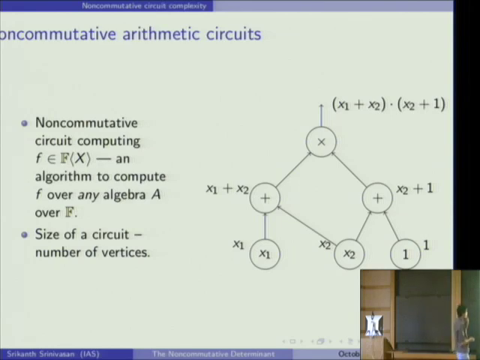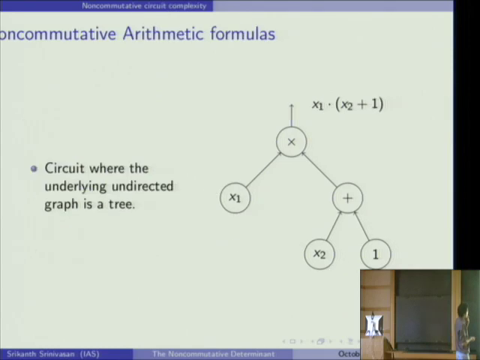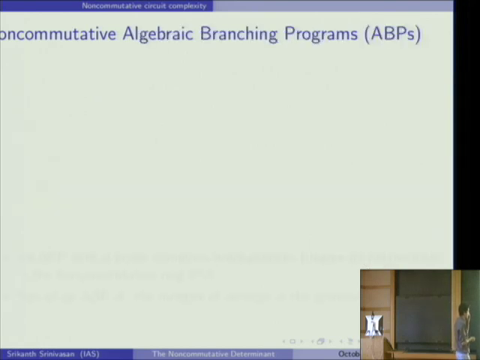Okay. So, all right. So now let me also go through a couple of special models where this problem is interesting. One of these models that I'll be looking at is the model of formulas, where the circuit is restricted in that the underlying undirected graph is actually a tree. Okay. And one more model that's very useful, and has been looked at in the literature, is the model of algebraic branching programs. So these things look kind of unnatural the first time you see them, but there's actually a very natural reason for looking at these things.